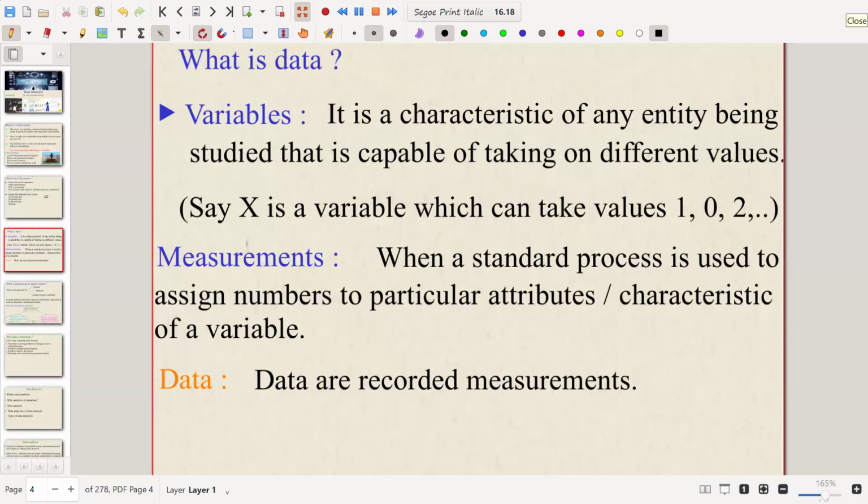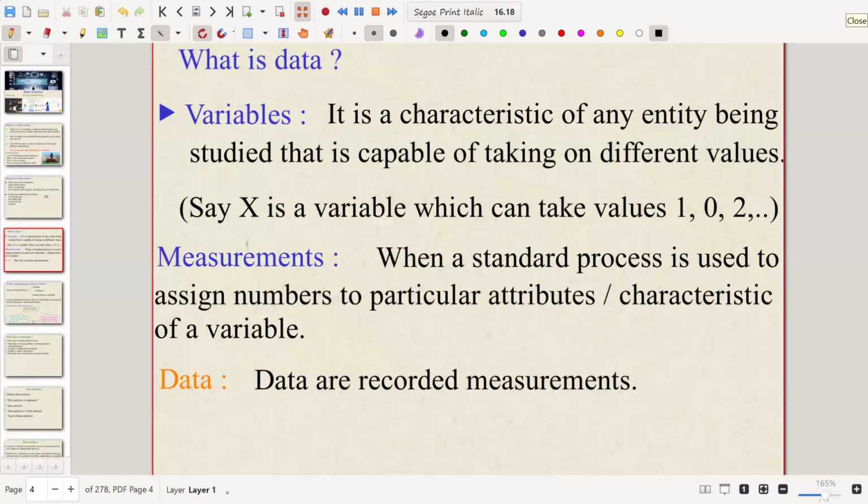Okay. Anyway, so what is a variable? It is a characteristic of any entity being studied that is capable of taking different values. So a variable can take different values. That's the story. Okay, variable. That means it can vary. The value of a variable can vary. Okay.